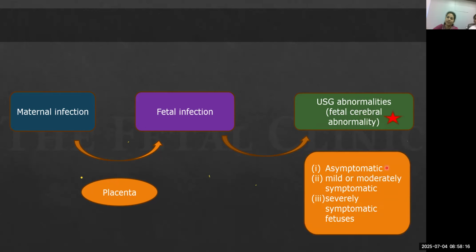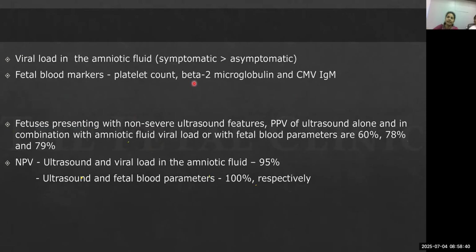So it can be an asymptomatic fetus, a mild or moderately symptomatic fetus, or a severely symptomatic fetus. Asymptomatic when there are no manifestations at all. Mild or moderately symptomatic when there is a positive infection or an isolated extracranial manifestation. And severely symptomatic fetus with a full-blown manifestation. The viral load in the amniotic fluid will obviously be more for a symptomatic fetus than for an asymptomatic fetus.